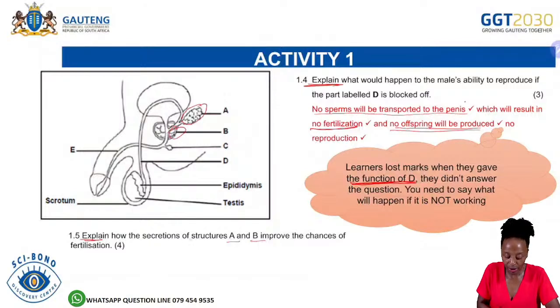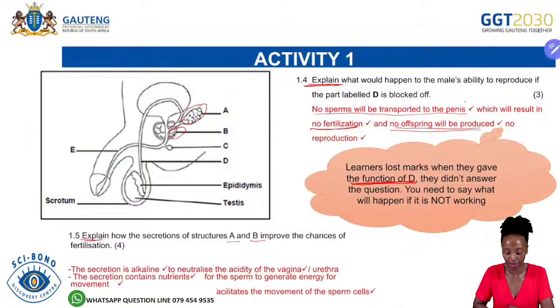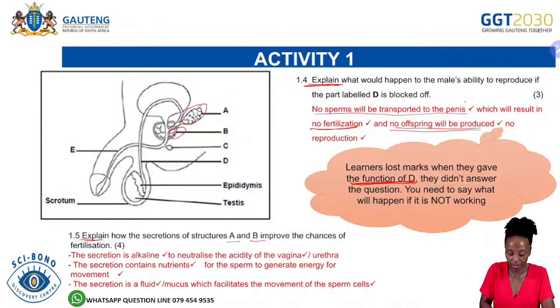So now you explain how the secretions improve chances of fertilization. They improve chances of fertilization in that they provide protection because there's an alkaline medium. Then they provide energy because there's what? There's nutrients. Then there's mucus, they provide mobility because there's what? There's mucus. So here we have the secretion is alkaline to neutralize the acidity. The secretion contains nutrients so that the sperm cells can get energy for movement. The secretion is fluid or it has mucus to facilitate the movement of the sperm cells.